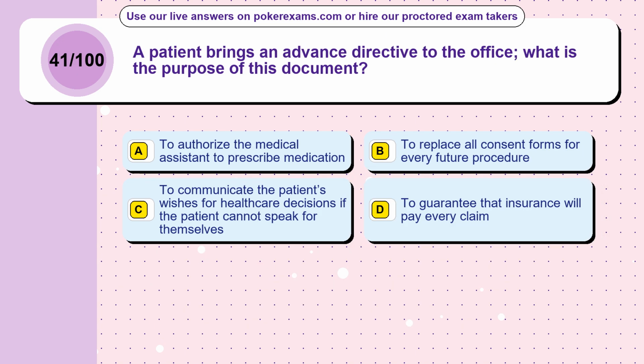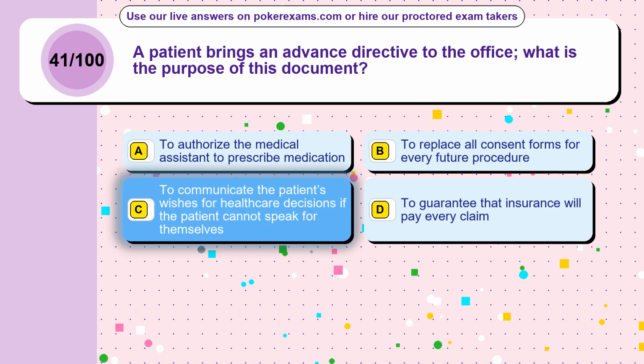Question 41. A patient brings an advance directive to the office. What is the purpose of this document? Option A. To authorize the medical assistant to prescribe medication. Option B. To replace all consent forms for every future procedure. Option C. To communicate the patient's wishes for healthcare decisions if the patient cannot speak for themselves. Option D. To guarantee that insurance will pay every claim.